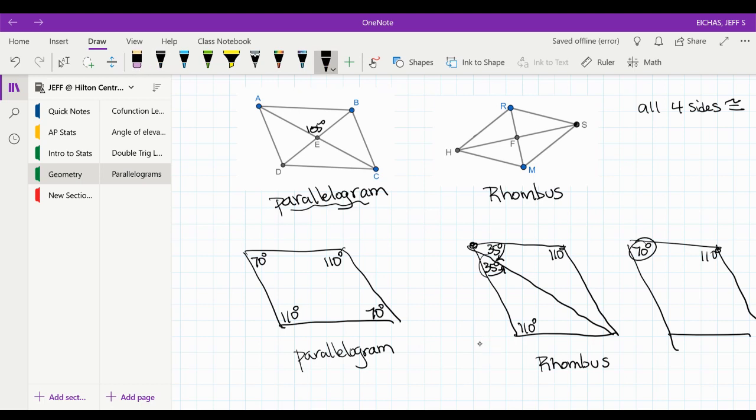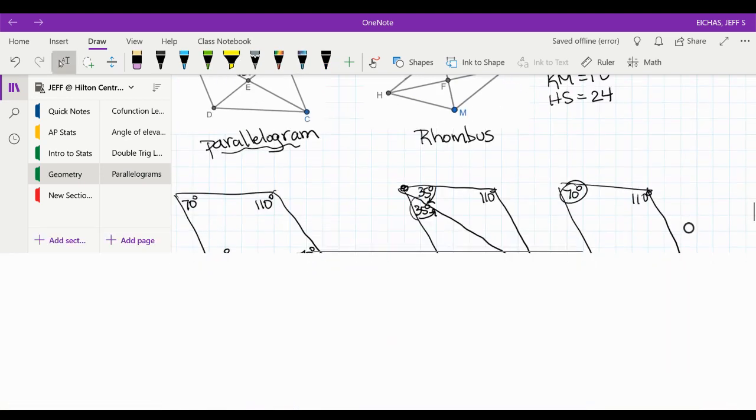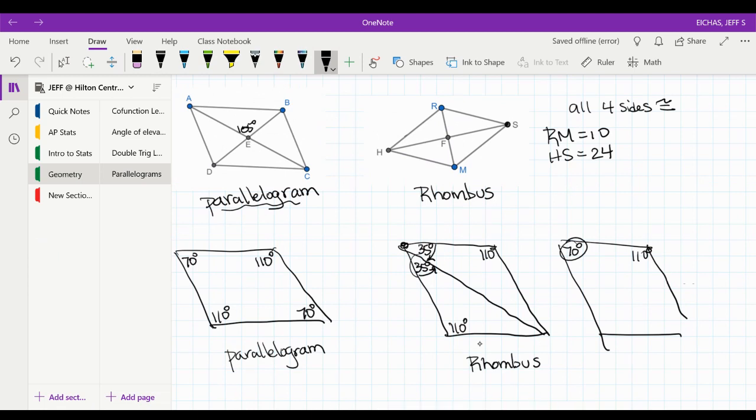So I might tell you RM is 10 and HS is 24. So we could give you the diagonal lengths, and this is a really popular question. You'll see it in the examples. What a student has to know to do is cut the diagonal in half because the diagonals bisect each other. Any parallelogram does that. So R to F is 5. H to S the whole way is 24. So F to S is 12.